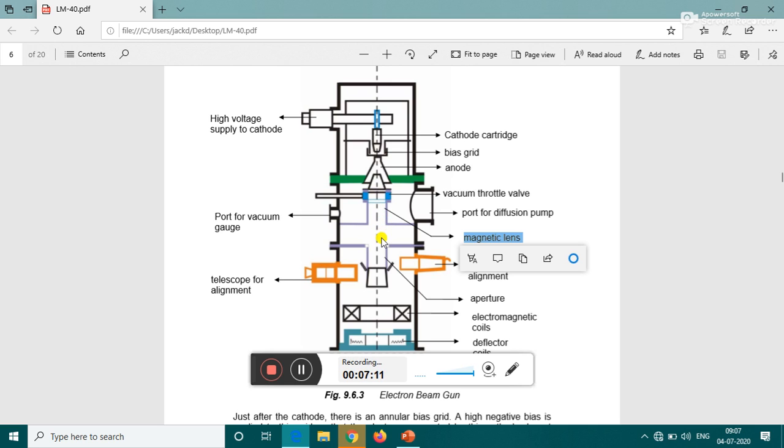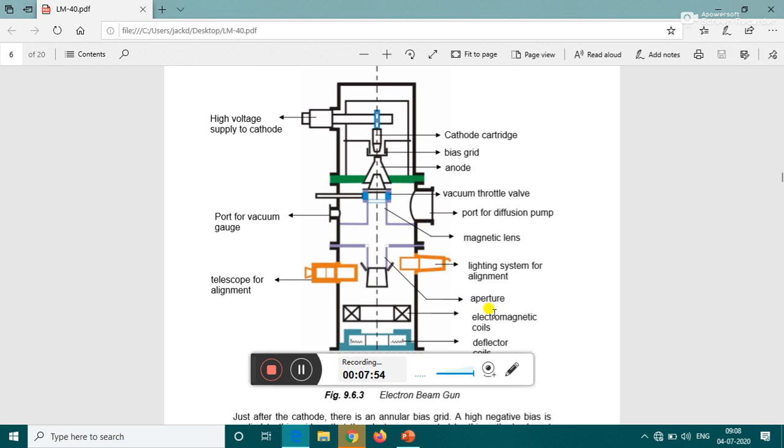Now after the magnetic lens, you have something called the aperture. So this is the aperture. Even though this is a beam, some of the electrons may wander here and there. They are called stray electrons. Some of the electrons may be out of the beam, wandering. So the stray electrons will be captured by this aperture. That is why you have an aperture here.